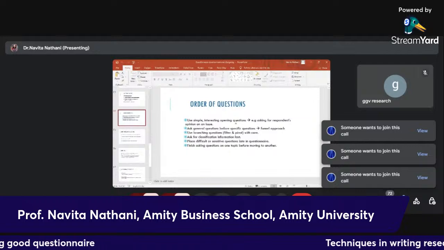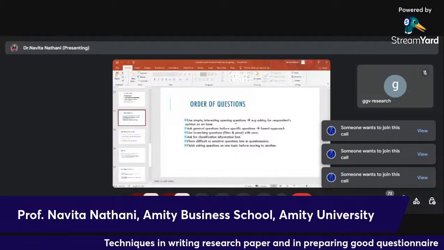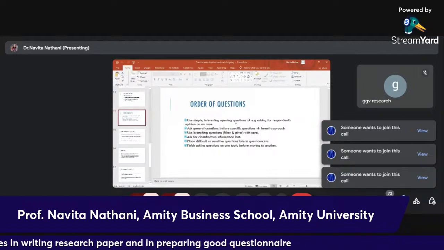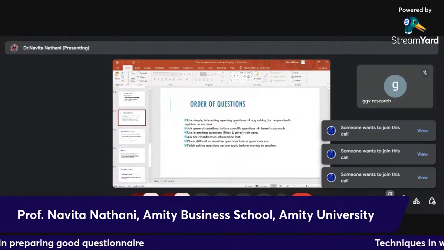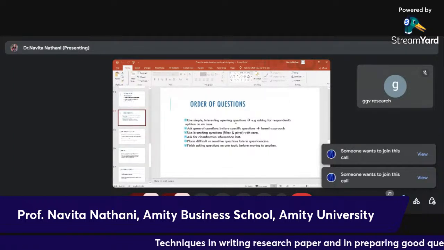Ask general questions before specific questions. मतलब ऐसे नहीं कि हम अपनी information last. Place difficult or sensitive questions late in the questionnaire. नहीं तो पहले ही उसका mood खराब हो जाएगा.